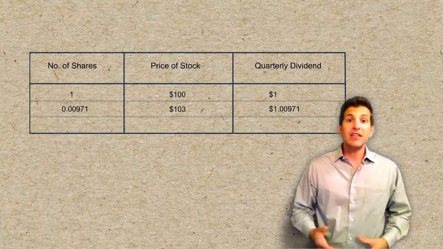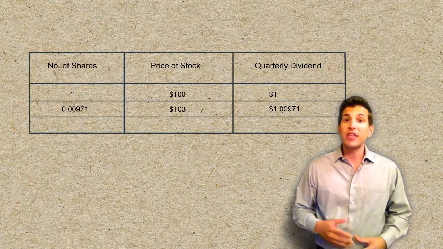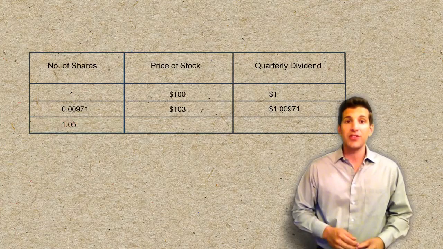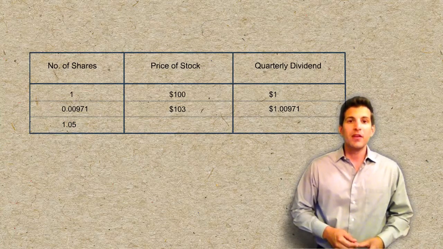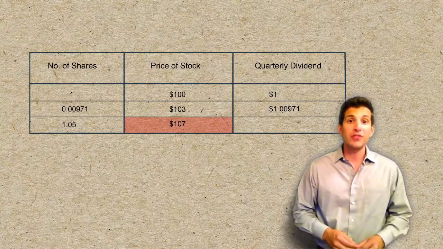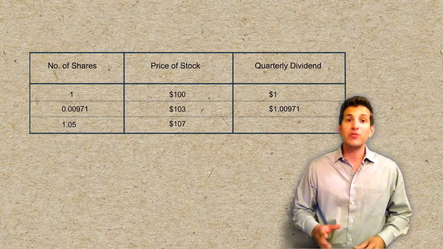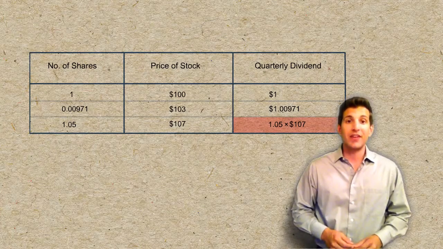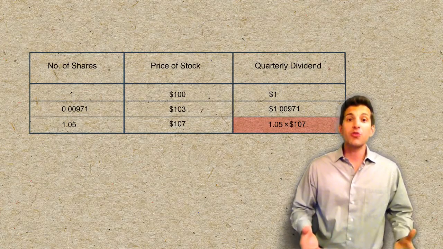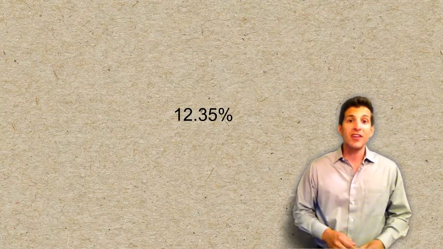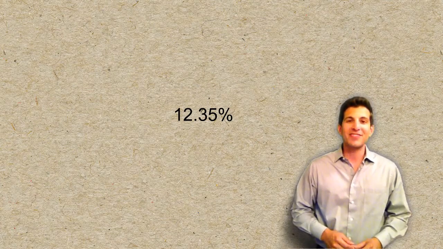Suppose that by repeating the same calculation through to the end of the year, we end up with 1.05 shares at the end of the year. Because the stock price at this point is $107, the total value of the holdings would be 1.05 times 107, which equals $112.35. We can then say the total return on the stock for the first year is 12.35%.